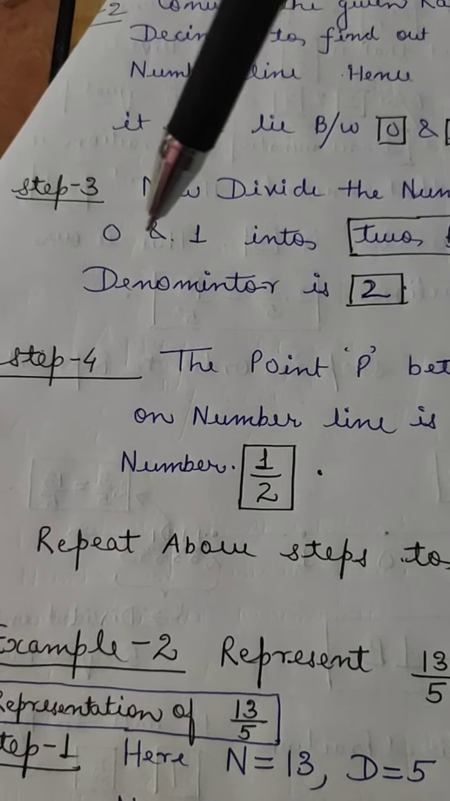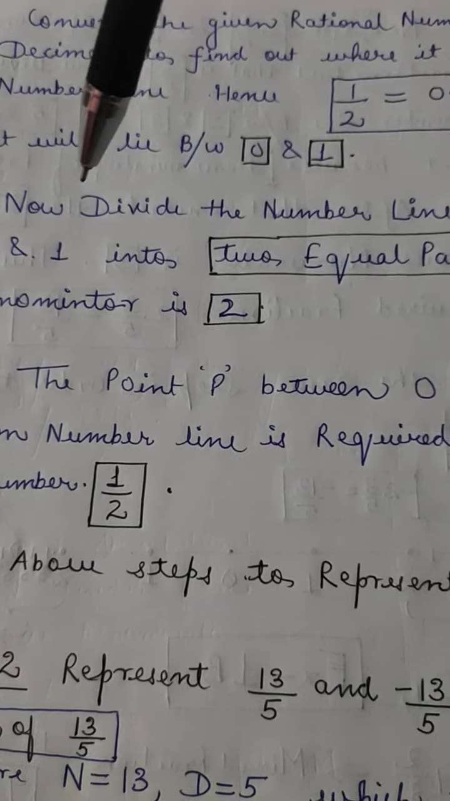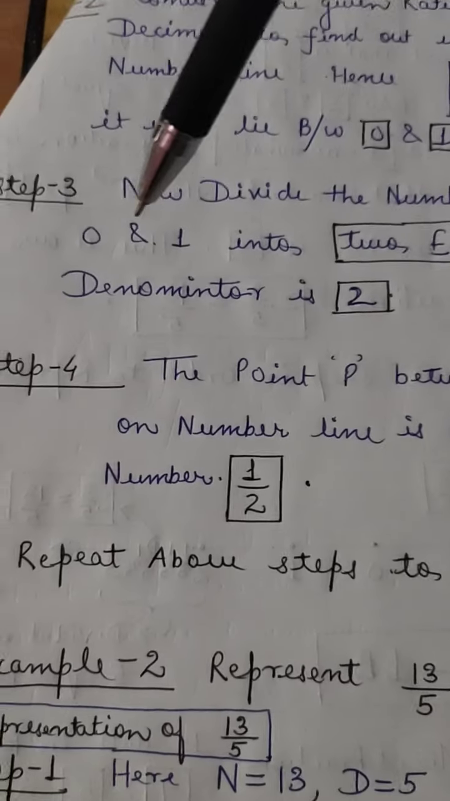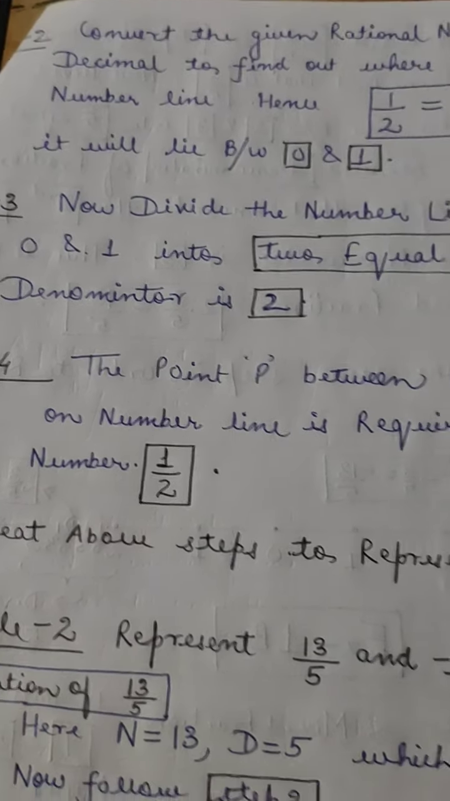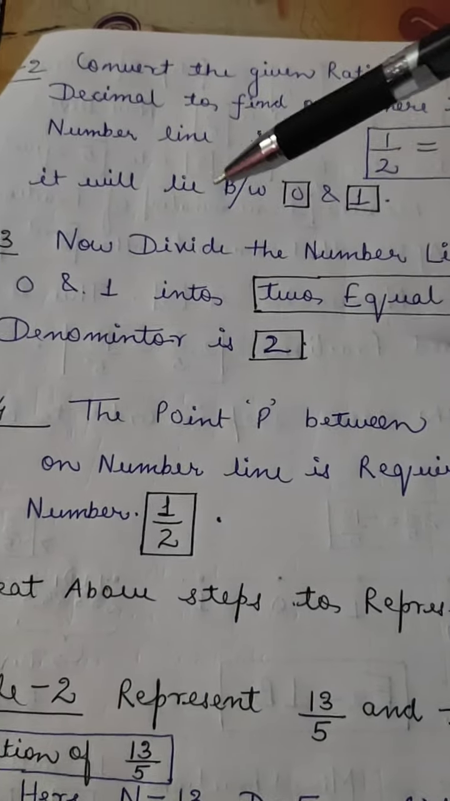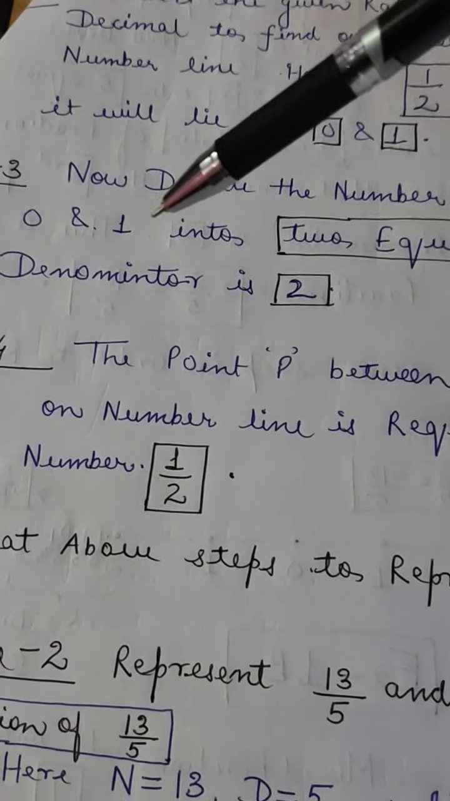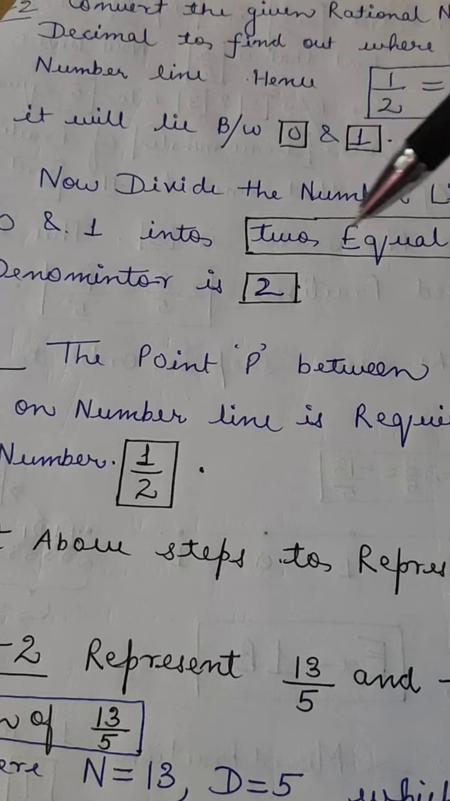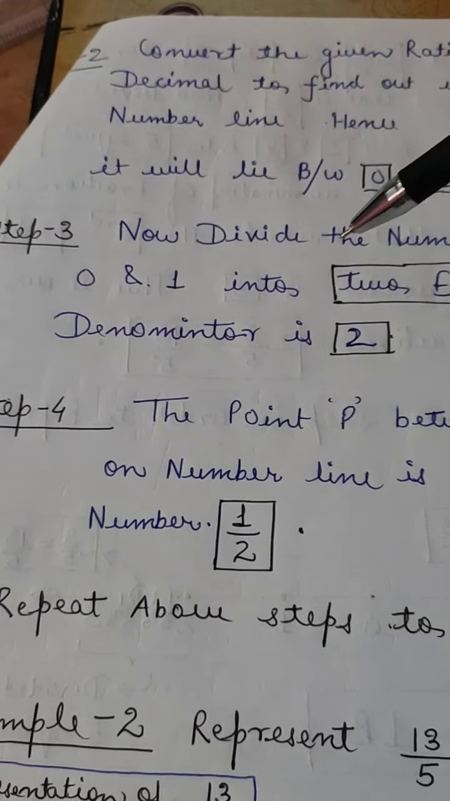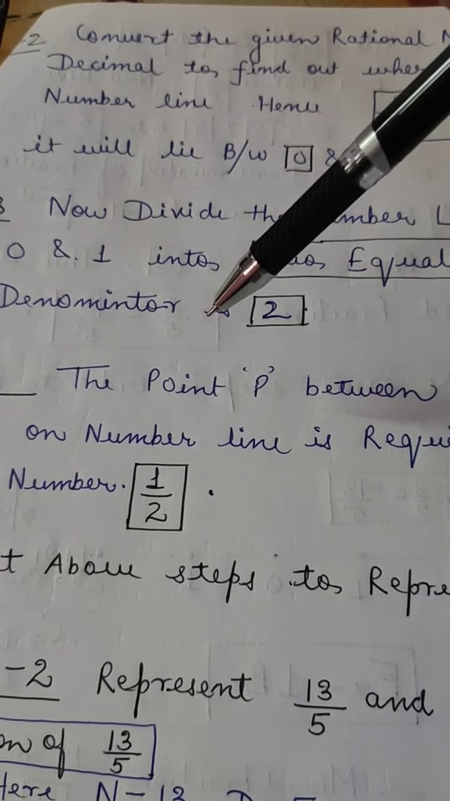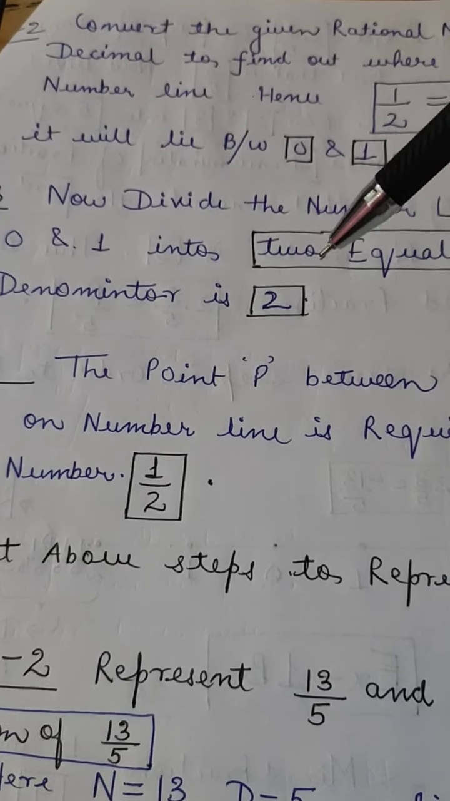So now we will move on to step number 3. Step number 3 says that now divide the number line between 0 and 1 into 2 equal parts because denominator is 2. अब क्या करना है, आपको नंबर लाइन को 2 इक्वल पार्ट्स में डिवाइड करना है. ठीक है, you have to divide the number line into 2 equal parts because denominator is 2. अब denominator हम लोगों का 1 by 2 में क्या है, 2 है. So 0 और 1 के बीच में हमें नंबर लाइन को 2 equal parts में डिवाइड करना है.